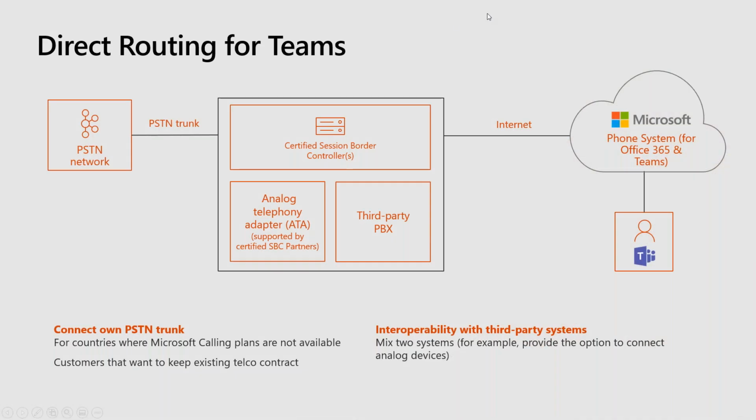So let's move into direct routing. So direct routing for Teams. What is important here? We have, of course, Office 365 on one hand, where we have Microsoft Phone System and Teams. So all our users are connected to Teams. We have the internet, where we are connecting a session border controller.